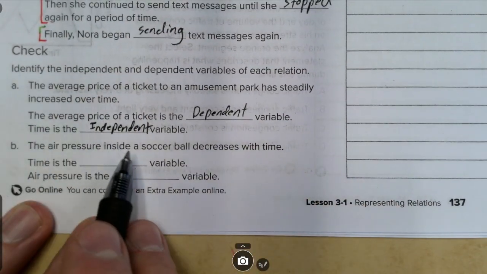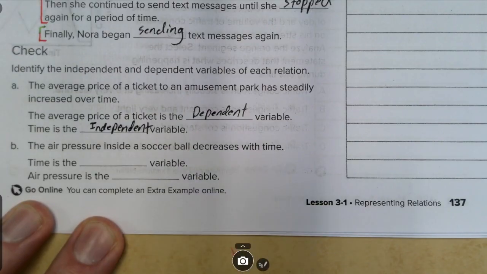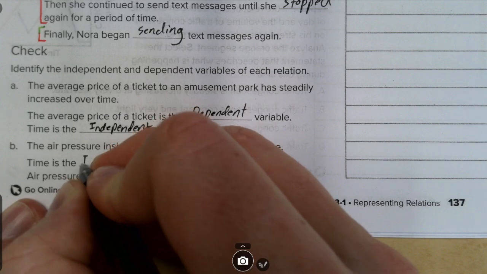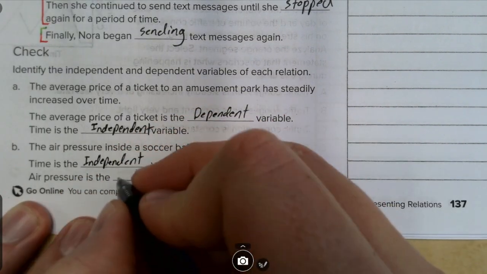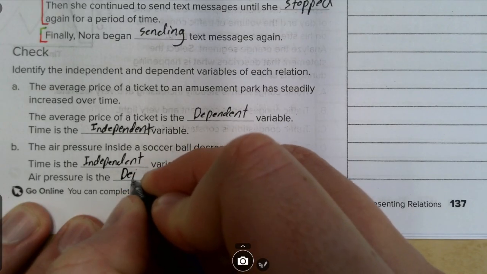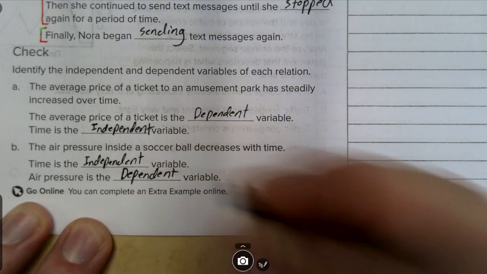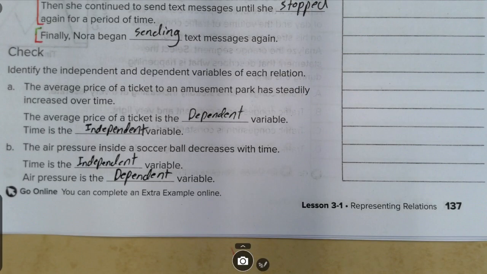The air pressure inside a soccer ball decreases with time. Time is the independent. Air pressure is the dependent. Notice that the independent variable usually is a rate. So like time is a rate. Time passes at 1 second per second. So usually an independent variable is a rate of some kind.